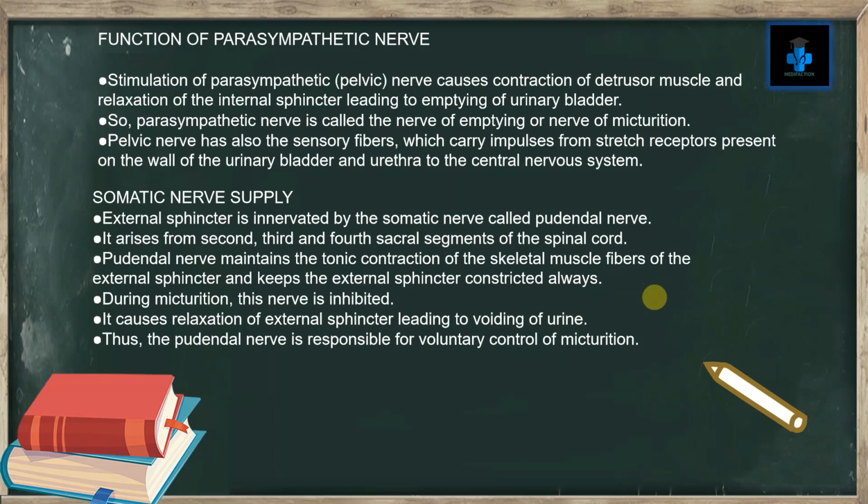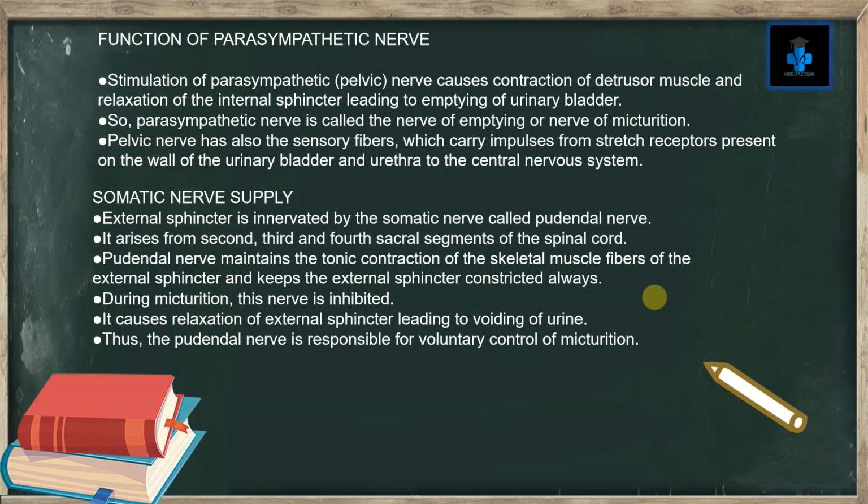Function of parasympathetic nerve. Stimulation of parasympathetic nerve causes contraction of detrusor muscle and relaxation of the internal sphincter, leading to emptying of urinary bladder. So, parasympathetic nerve is called the nerve of emptying or nerve of micturition. Pelvic nerve has also the sensory fibers which carry impulses from stretch receptors present on the wall of the urinary bladder and urethra to the central nervous system.